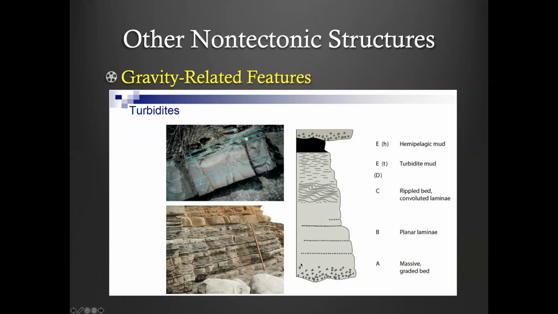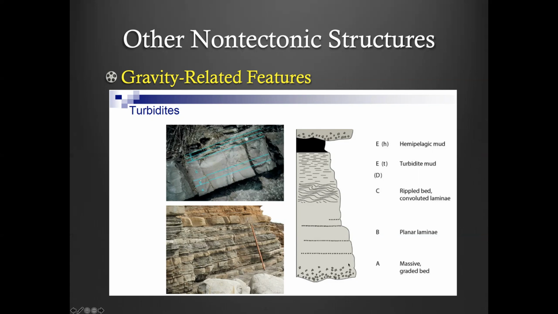you're going to see graded bedding, a massive graded bed at the base, denoted by the letter A. Then you get planar laminae, which means nice horizontal laminae, and then you get rippled and convoluted. So the current is slowing down as we get up here. Then you start getting into muds, because the finer grain is carried as the current slows down more, and eventually the hemipelagic muds settle out from the marine organisms as there's no longer any flow at all.